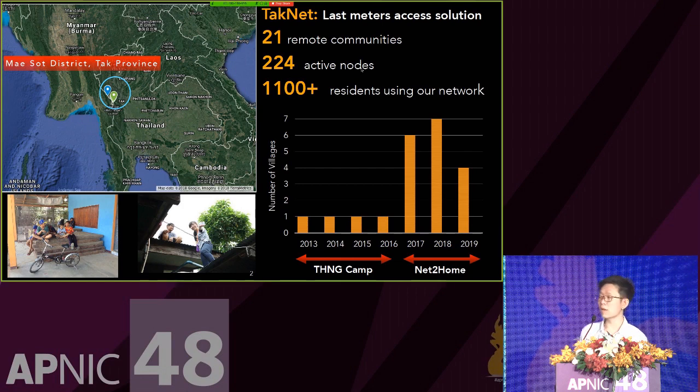In total, we have already deployed about 21 remote communities, with more than 200 active nodes, which are wireless routers. And we have more than 1,000 resident users using our network on a day-to-day basis.